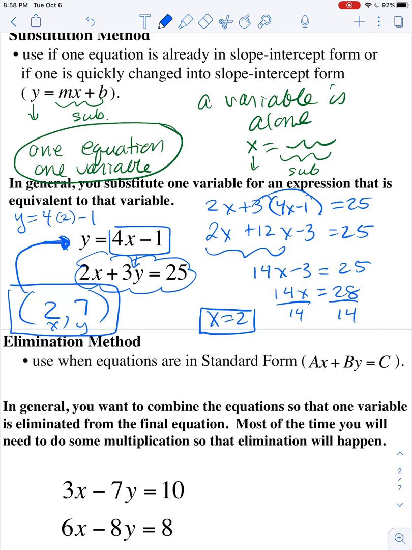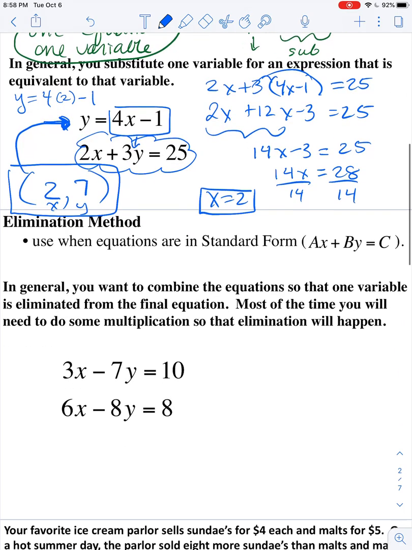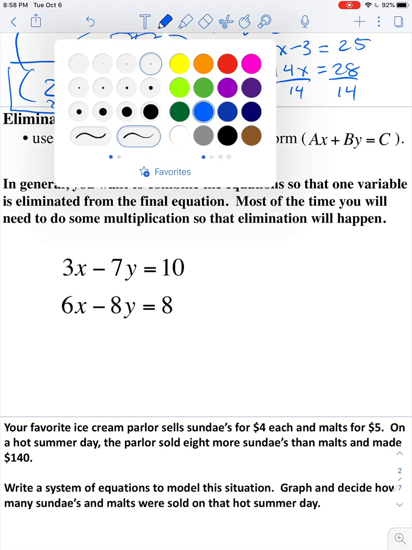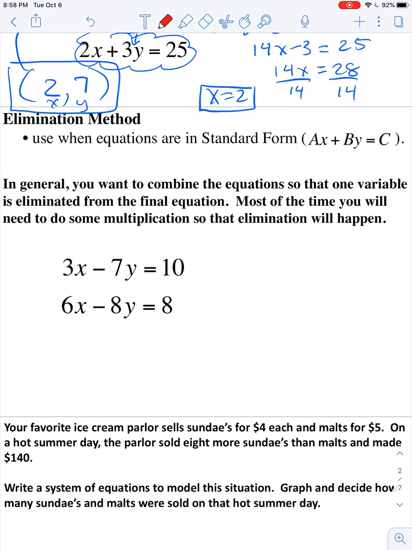But instead I use substitution and I'm getting my (2, 7). If I graphed them, that's where they would have crossed. All right, so that's substitution, and I believe this is reviewed to some degree, so just kind of getting it fresh in your mind again.